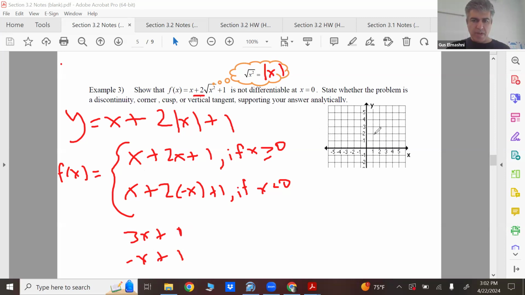So if I do 3x plus 1 at 0, that's 1. And 3x, just like that, right? And if I do this one, it's like that, right? So here's the deal. My LHD is negative 1. Am I wrong? No, it's 3x plus 1. Yeah, I'm right.